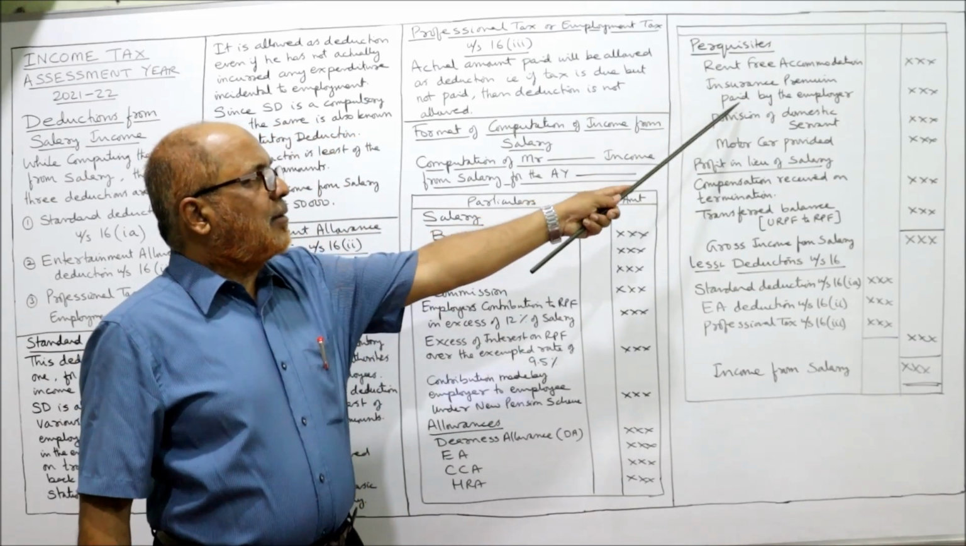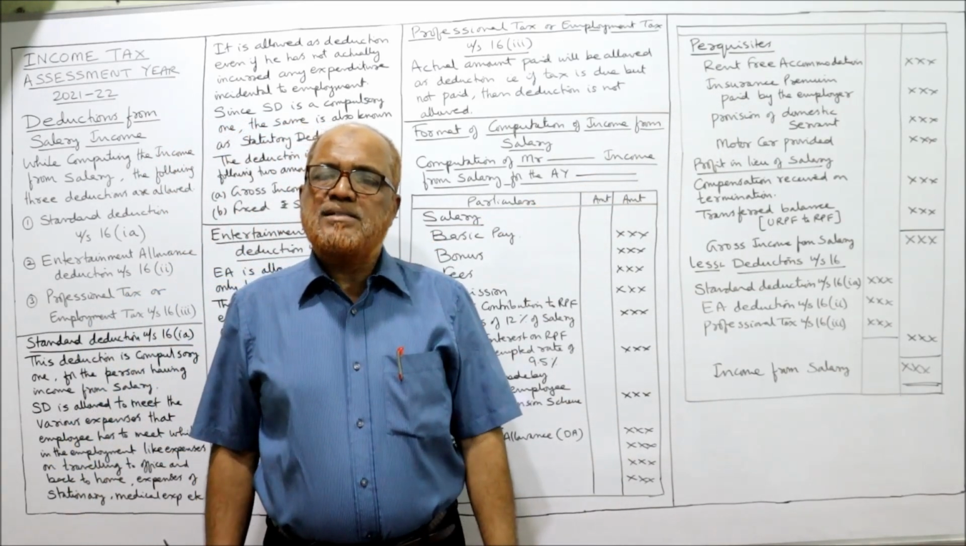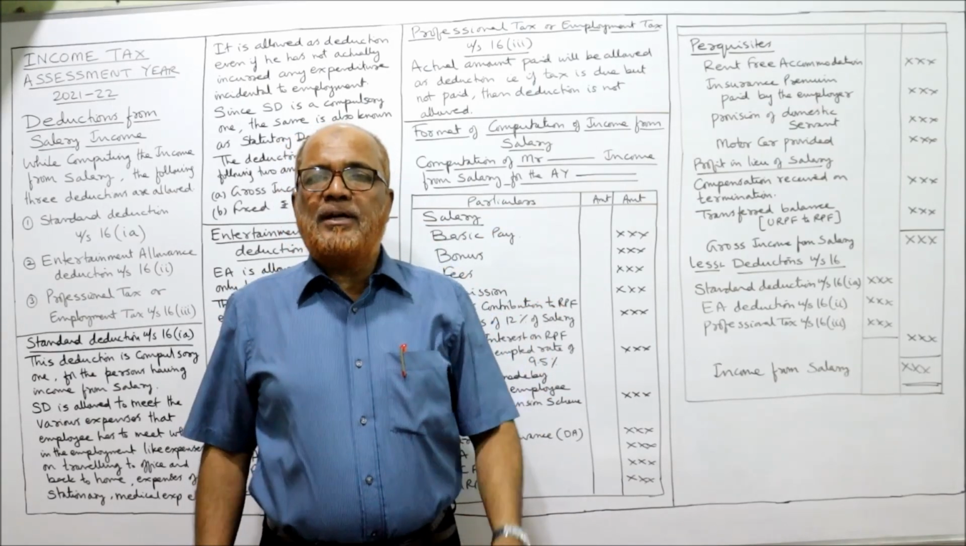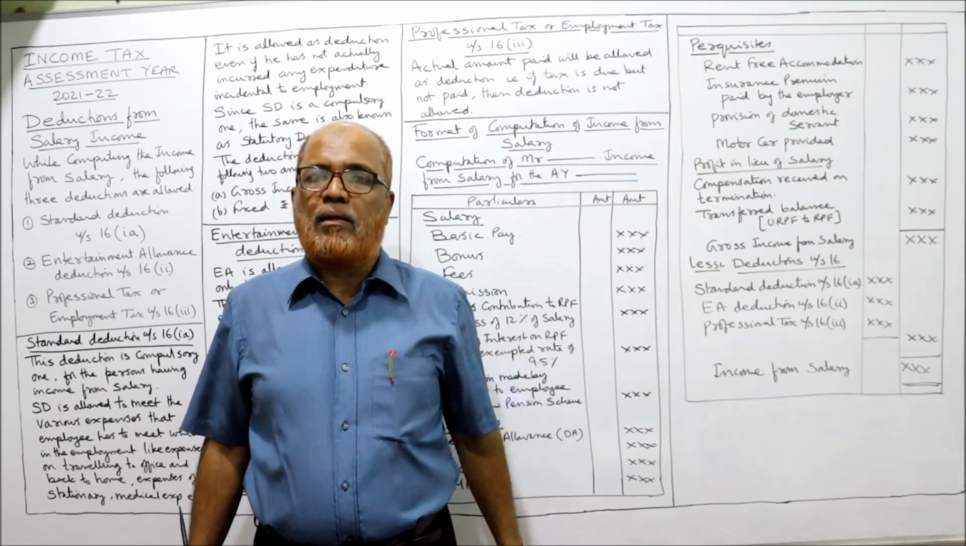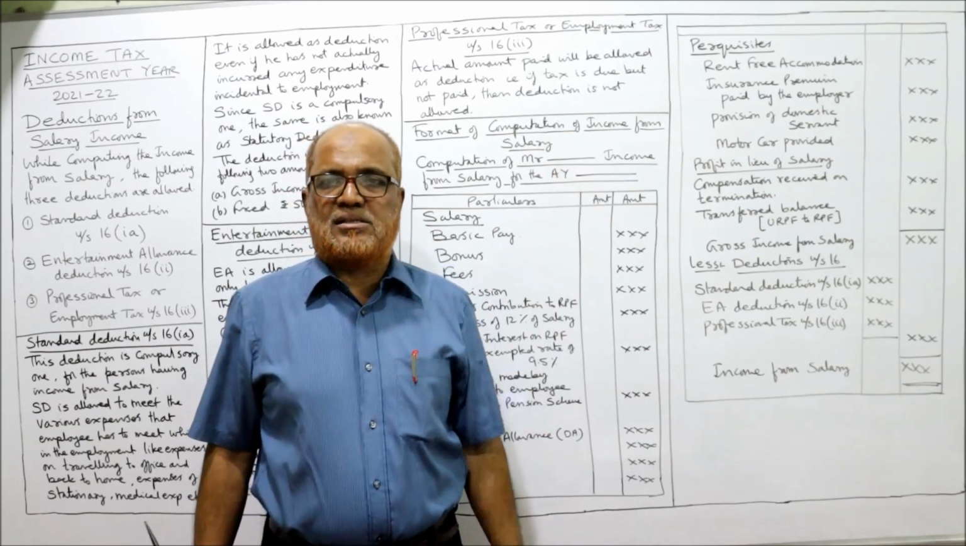Now, rent-free accommodation, then insurance premium paid by the employer. Sometimes the employee has taken a life insurance policy, but the premium is paid by the employer. It is a taxable perquisite for all SSCs.